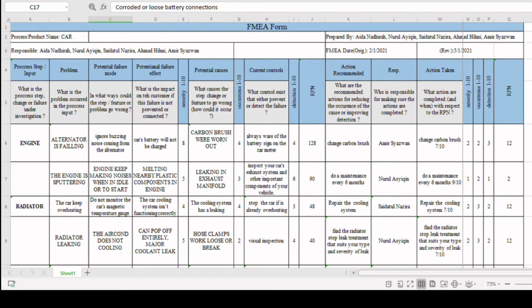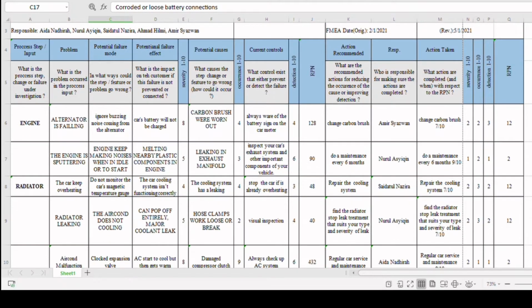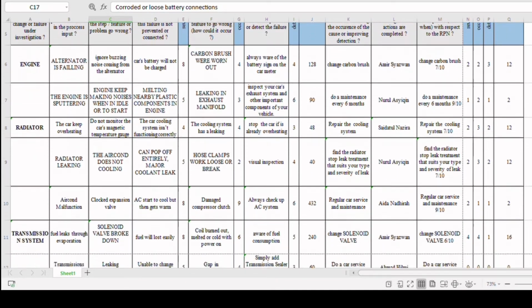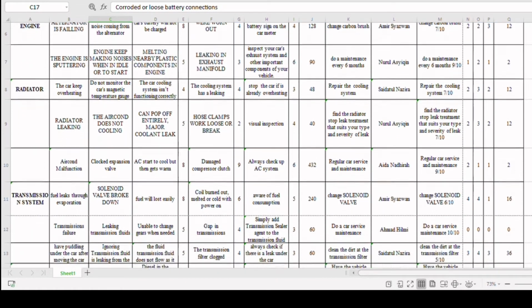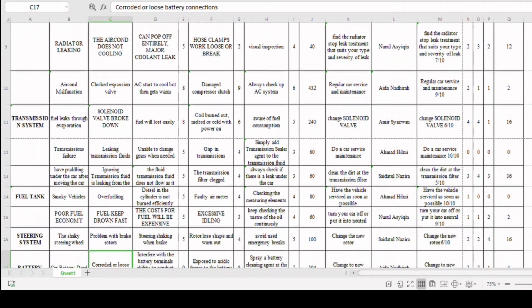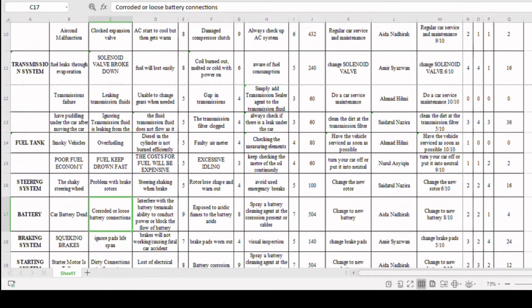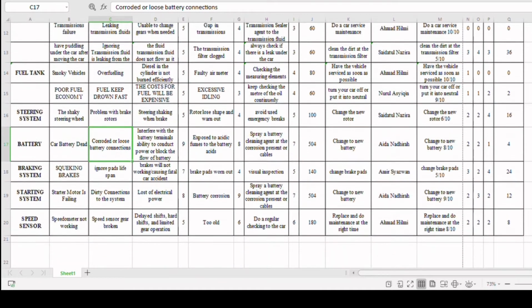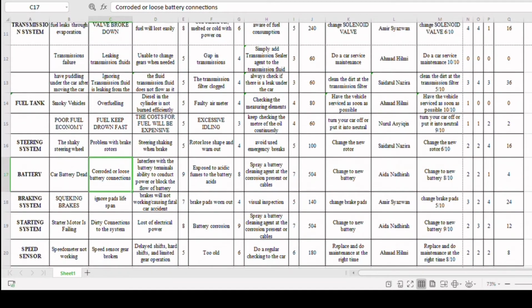Based on the FMEA form, we can see that there are three highest RPN in this FMEA form. The problems that have the highest RPN are the starting system, the battery, and also the radiator cooling system, which is the aircon.